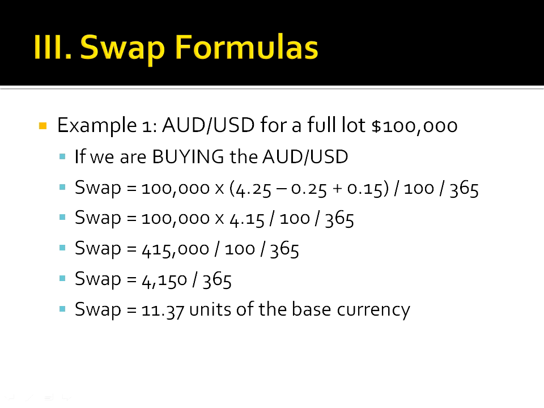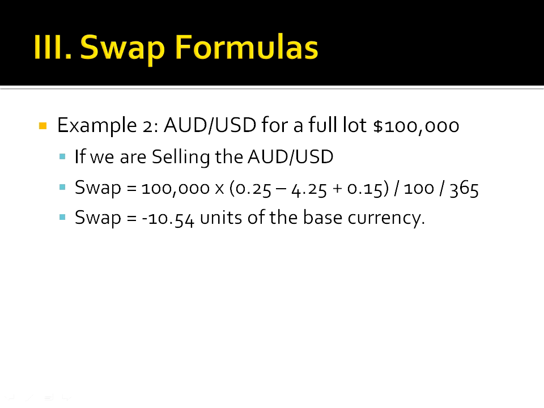So you're going to get paid per day, because it's divided by 365, 11.37 at the end of the day during that swap at 5 p.m. Eastern. Now, if you're selling the Australian dollar, US dollar, we'll plug in all the numbers. At the end of the day, you're going to end up owing, or you're going to pay, this is going to come out of your account, 10.54 Australian dollars, because it's the base currency. So you're going to owe 10.54.